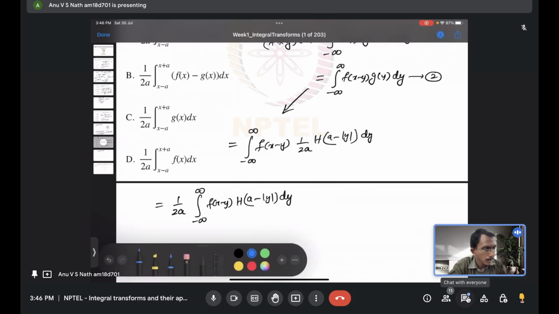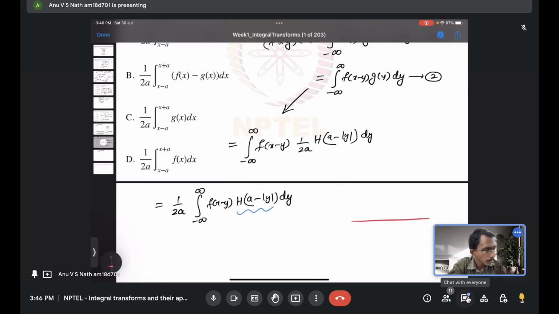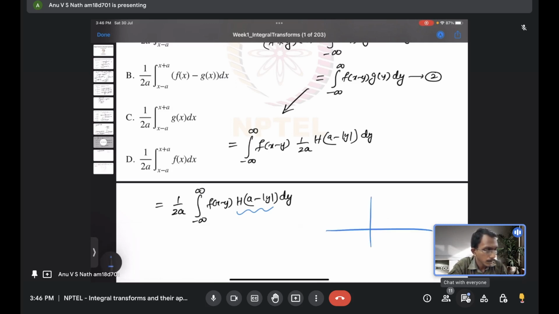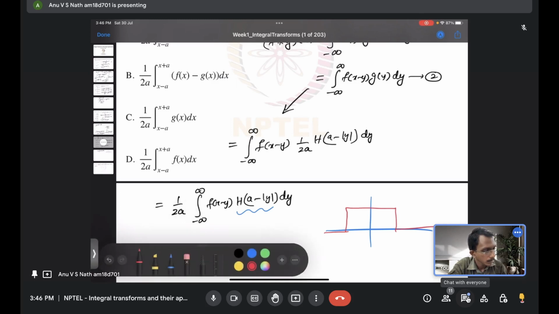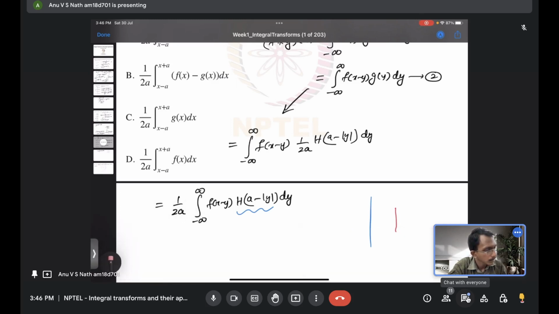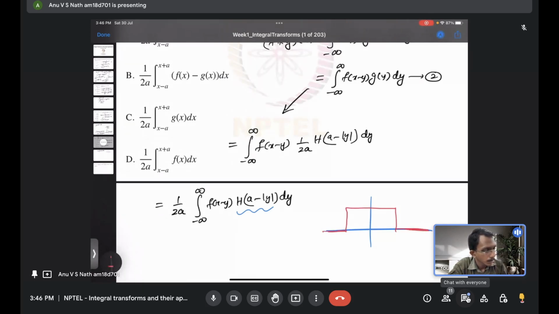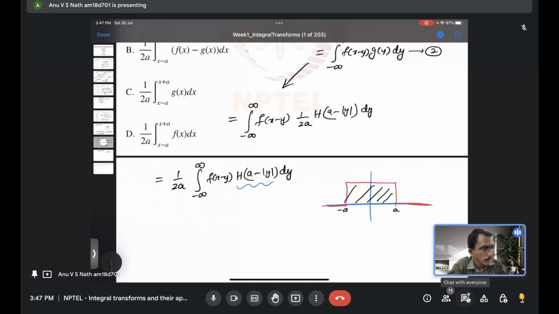I hope you remember how this function looked, right? If you plot it on the xy axis for any positive a, from minus a to plus a only its value exists. In all other regions its value is 0.